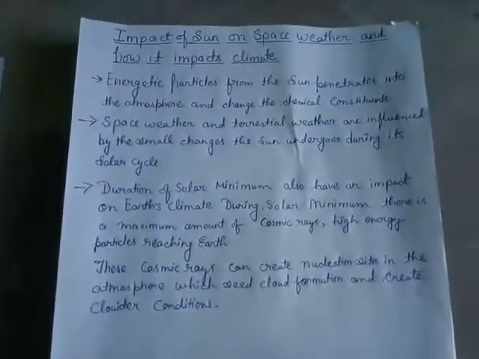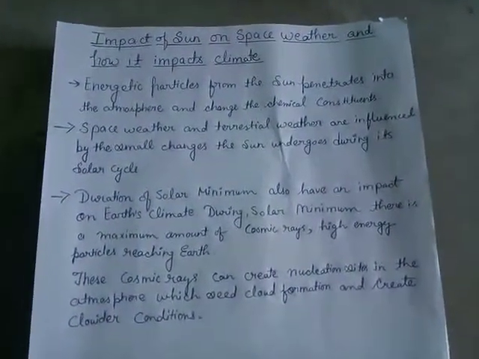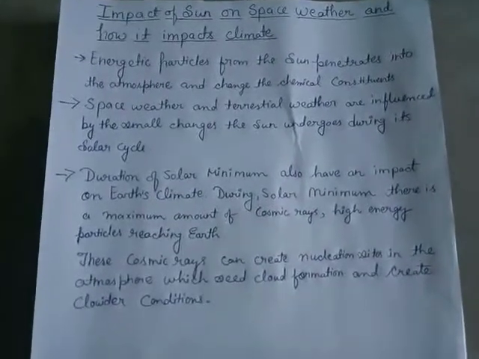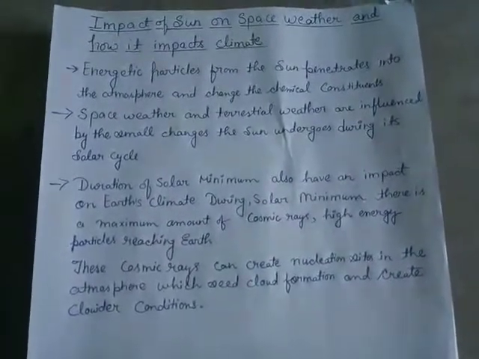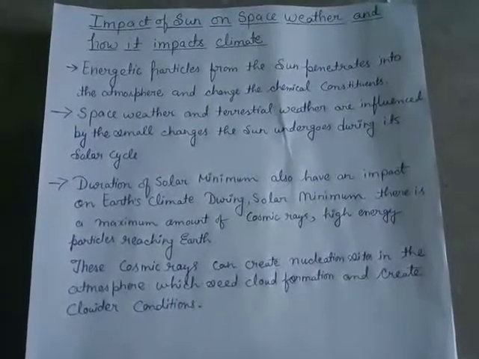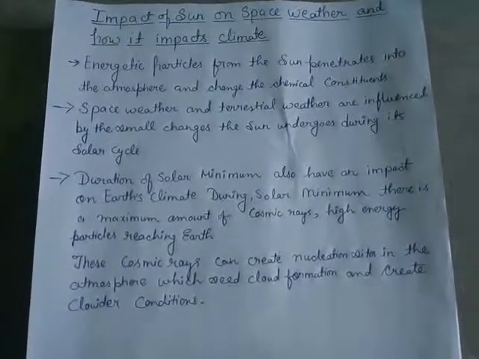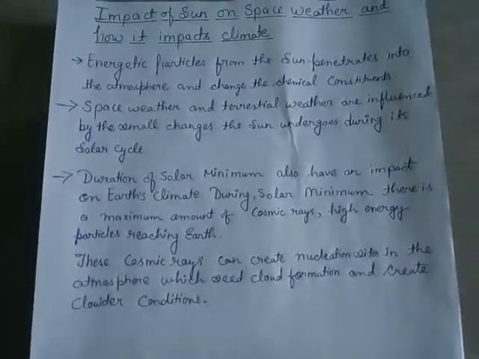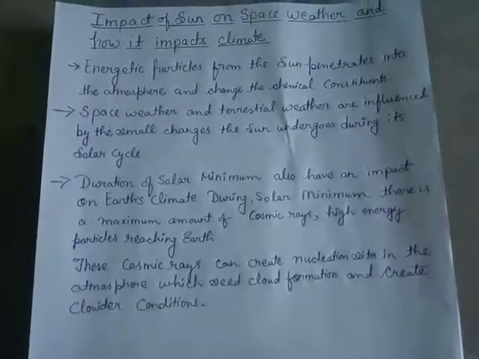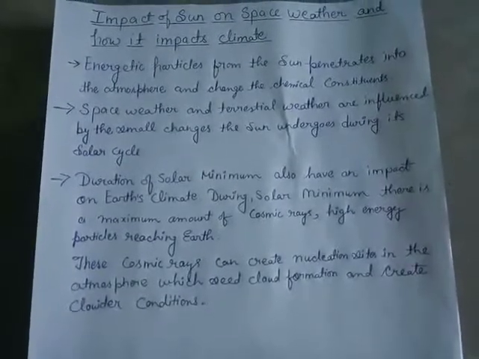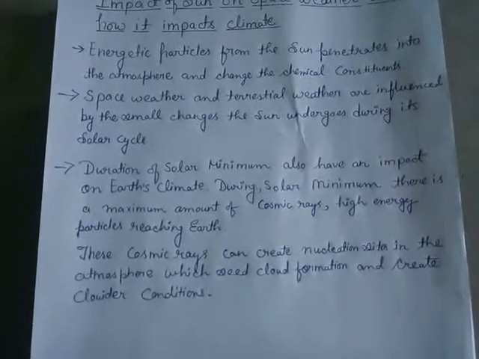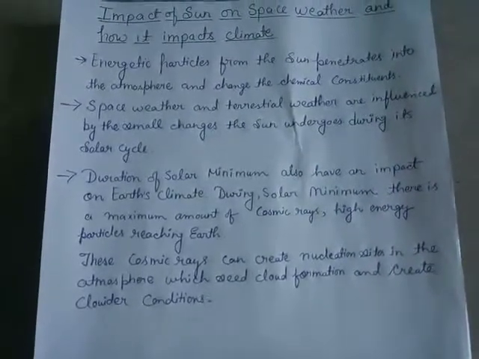Now we will see what is the impact of Sun on space weather and how it impacts the climate. The energetic particles from the Sun penetrate into the atmosphere and change the chemical constituents. Space weather and terrestrial weather are influenced by the small changes the Sun undergoes during its solar cycle. The duration of solar minimum also impacts the Earth's climate.